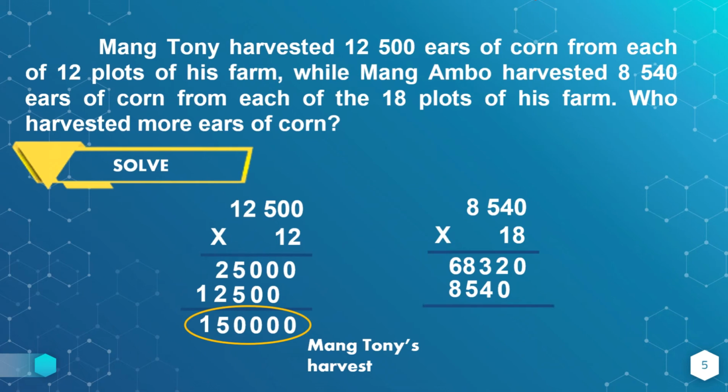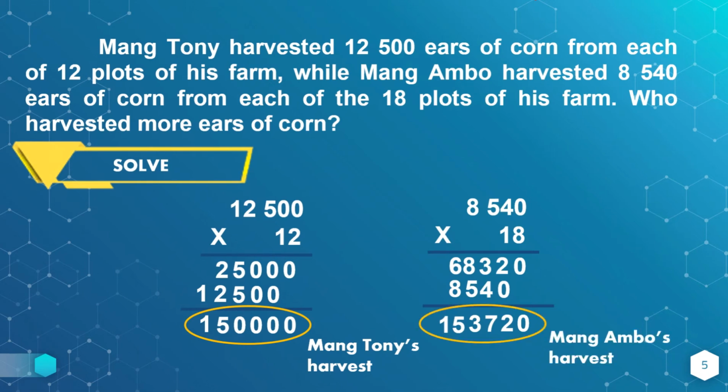Next, add the partial product. Bring down 0. 2 plus 0 is 2. 3 plus 4 is 7. 8 plus 5 is 13. So that is carry 1. 8 plus 6 is 14 plus 1 equals 15. So 153,720, that's Mang Ambo's harvested ears of corn.